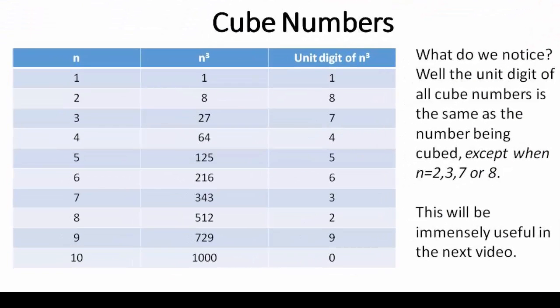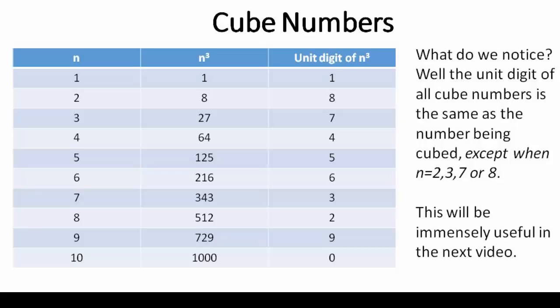Now have a little look at n cubed and then certainly pay attention to the unit digit of n cubed, because you may notice that most of the time the unit digit of n cubed is exactly the same as n. Now that's not the case for 2, 3, 7 or 8, so you might want to quickly ignore in your head the lines for n is 2, n is 3, n is 7 and n is 8. Because if you look at the lines for n is 1, n is 4, 5 or 6, or n is 9 or 10, you'll notice that the unit digit of n cubed is exactly the same as n. That is going to be really useful to us.